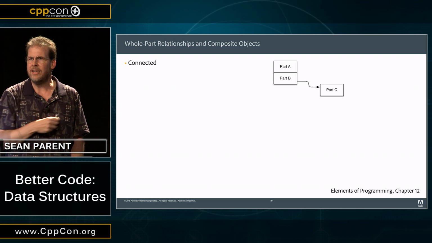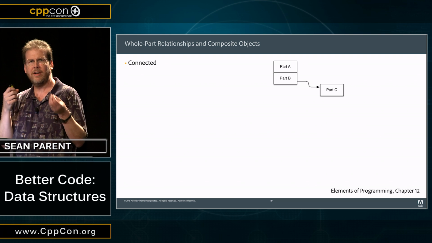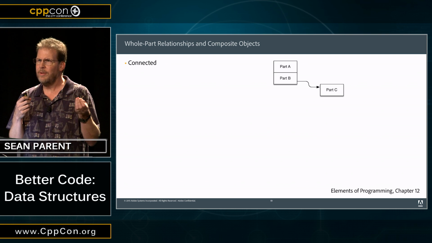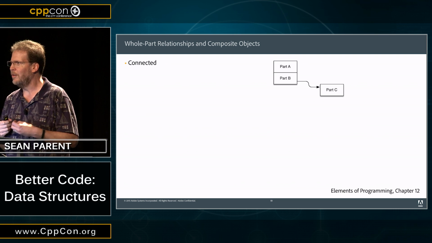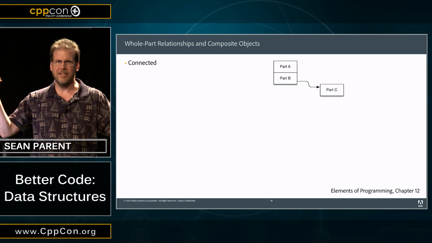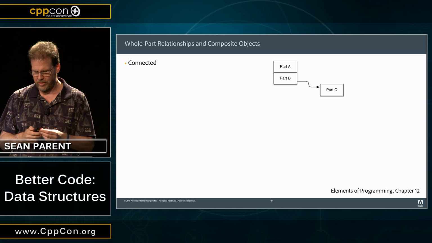The first property is connected. And what that means is that if I have an object that's a part of another object, I can reach that part from the whole. Okay? So if you have an automobile, like a Honda Civic, and you have a part of your Honda, the part is connected to your Honda.